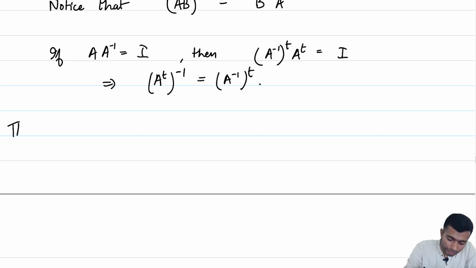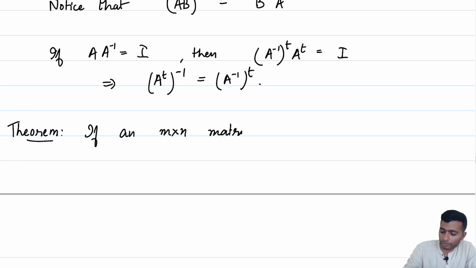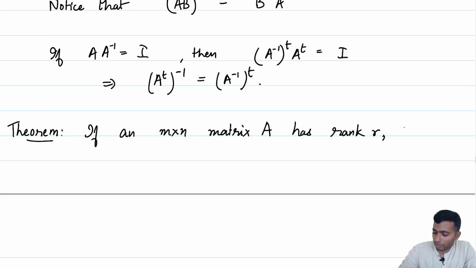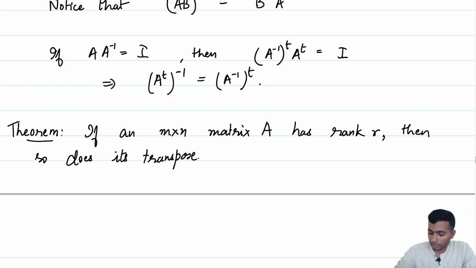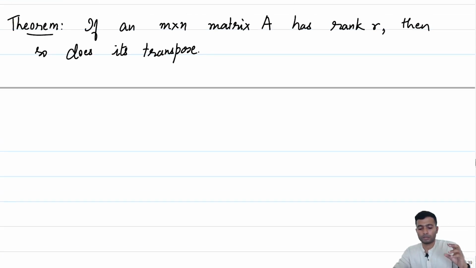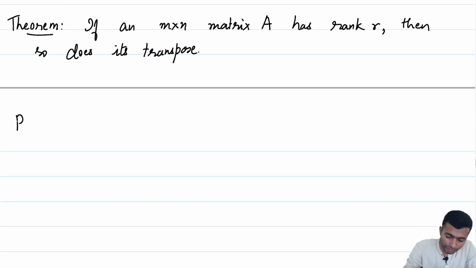So, now let me give you a theorem which tells us that if an m cross n matrix A has rank R, then so does its transpose. The transpose also has the same rank as A. And how do we go about proving this? It is quite straightforward. So, let us write A by the above theorem.